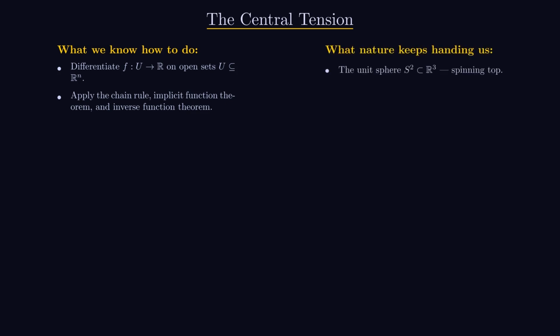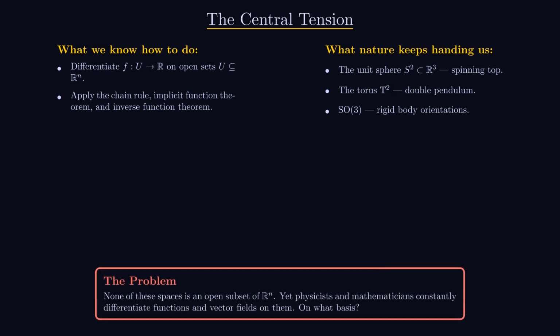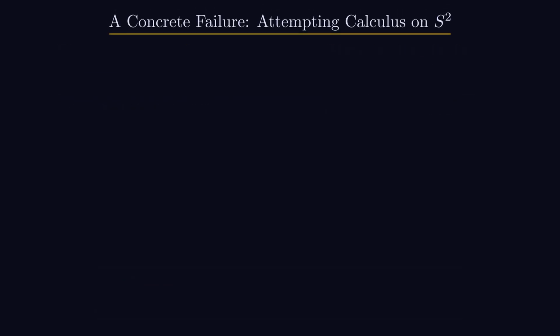On the other side, what nature keeps handing us: the unit sphere S^2, the configuration space of a spinning top, the torus T^2, the double pendulum, and SO(3), all possible orientations of a rigid body. The problem: none of these spaces is an open subset of R^n, yet physicists and mathematicians differentiate functions and vector fields on them every day. On what rigorous basis? Let us make the failure concrete.